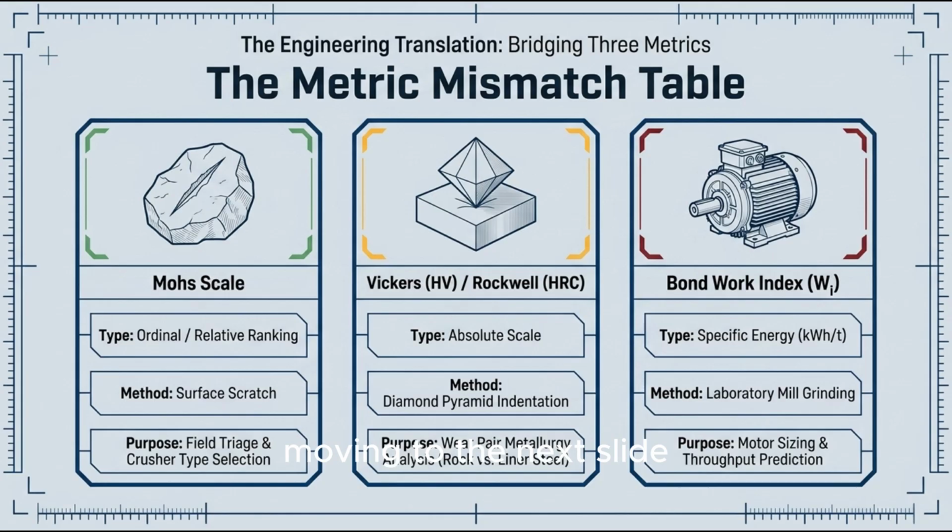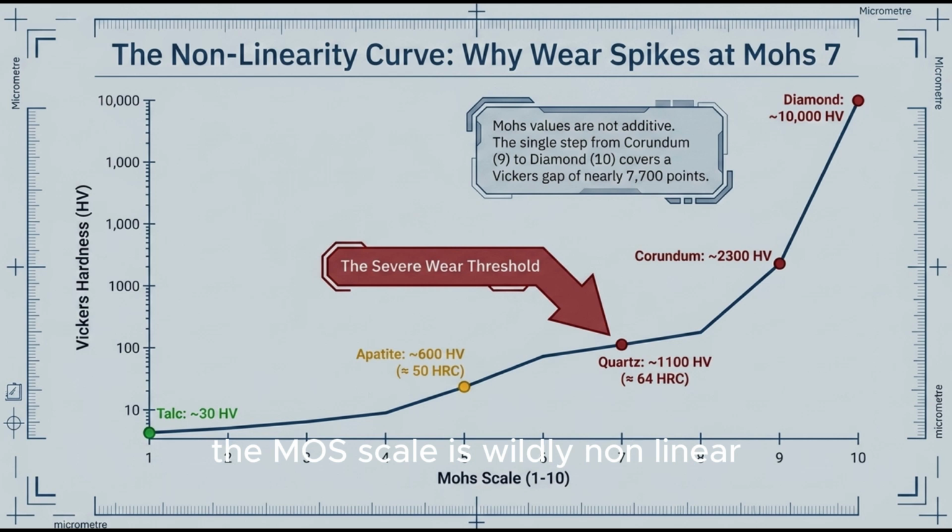Moving to the next slide, we hit the severe wear threshold. Right, and this is where we really have to contrast Mohs with Vickers. Because Mohs is just an ordinal field triage, but Vickers is absolute hardness, like a laboratory measurement. Exactly. It measures exactly how much physical force it takes to dent the rock. And if you look at the data, the Mohs scale is wildly nonlinear. Going from talc at Mohs 1 up to apatite at Mohs 5 is like walking up a gentle hill. The Vickers numbers barely rise at all.